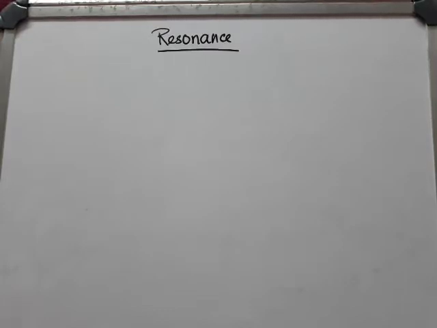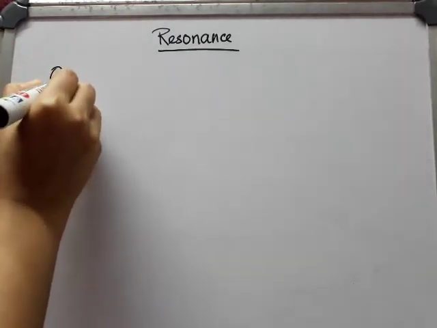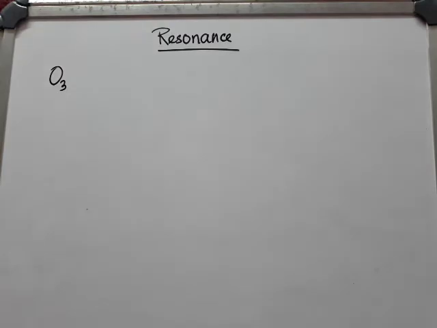So in this video we are going to discuss a very important topic, that is resonance. Okay, so to discuss resonance we will start with the ozone molecule. Ozone means O3, right? So at first we will try to draw the Lewis structures of the ozone molecule. To draw the Lewis structures we need to know the total number of valence electrons of the ozone molecule.